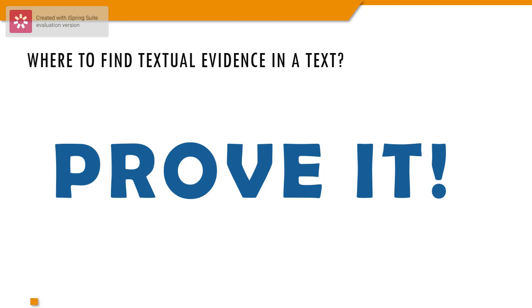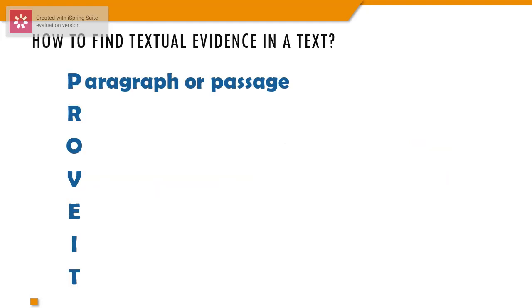I modified Teacher Kat's YouTube video about this. In her lecture, she gave an acronym, Prove It, that will help us remember where to find possible textual evidences in a text. Each of these letters will help us remember. For the first one, we can find textual evidences in the actual paragraph or passage. Of course, that's where the writer would write everything, most probably, so you have to check first the paragraph or the passage.